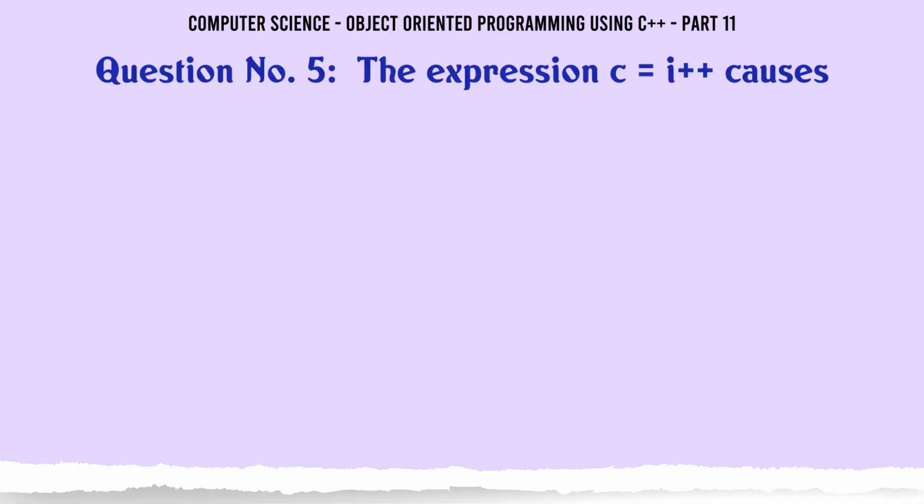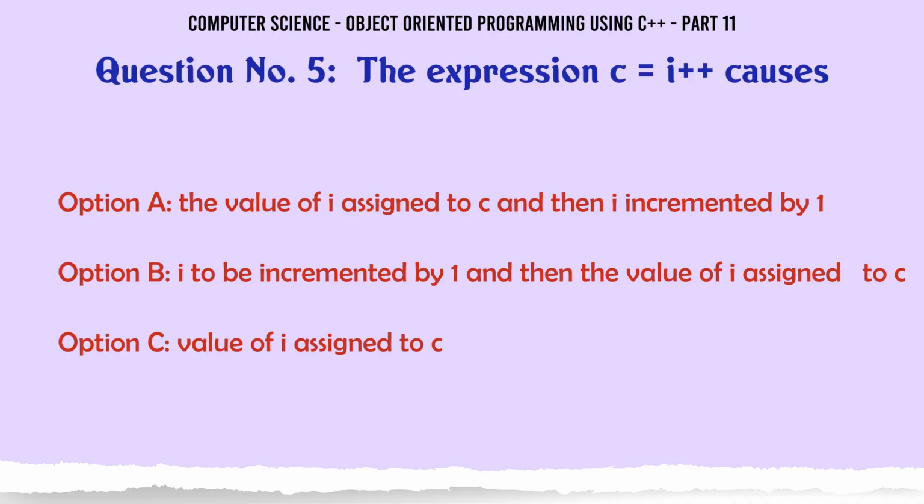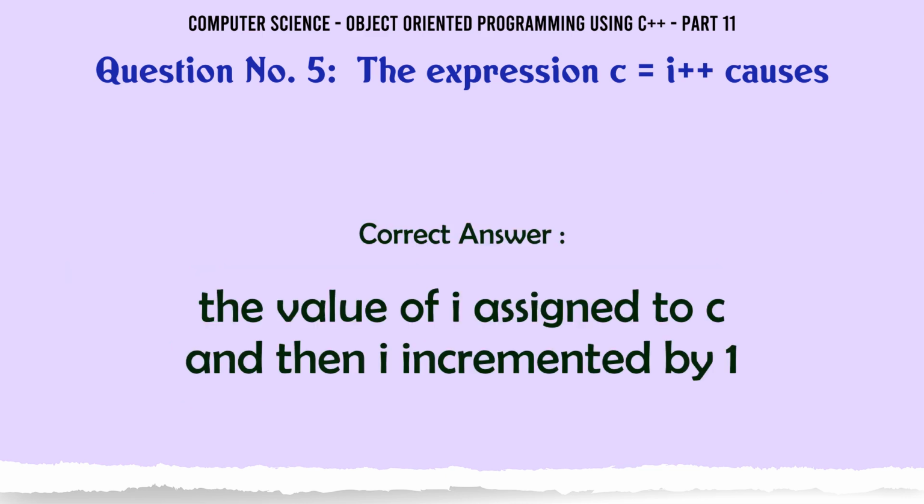The expression c = i++ causes a) the value of i assigned to c and then i incremented by 1, b) i to be incremented by 1 and then the value of i assigned to c, c) value of i assigned to c, d) i to be incremented by 1. The correct answer is the value of i assigned to c and then i incremented by 1.